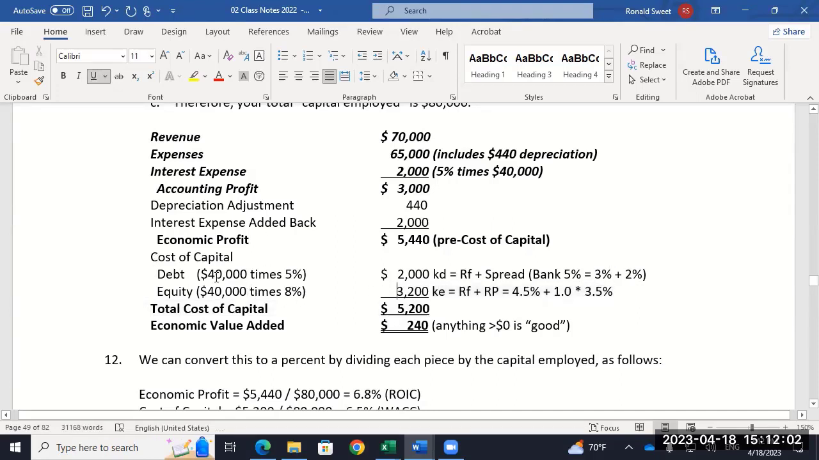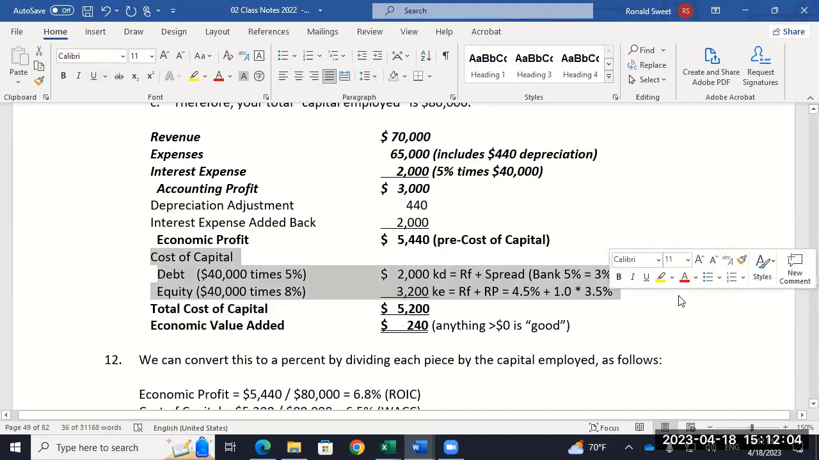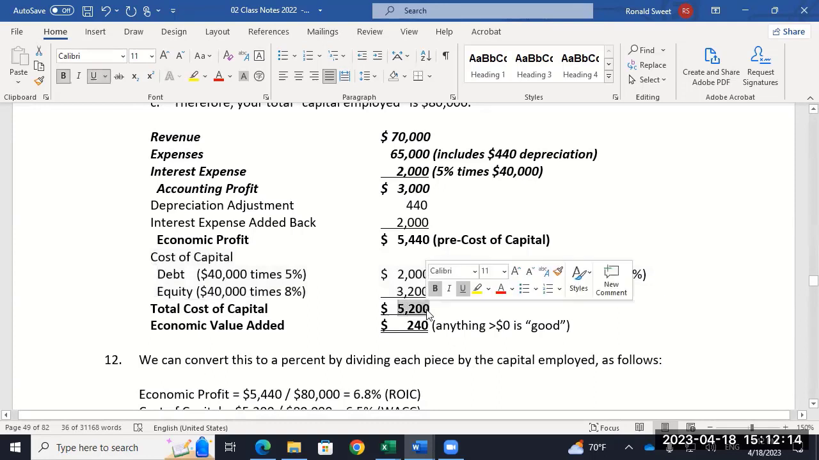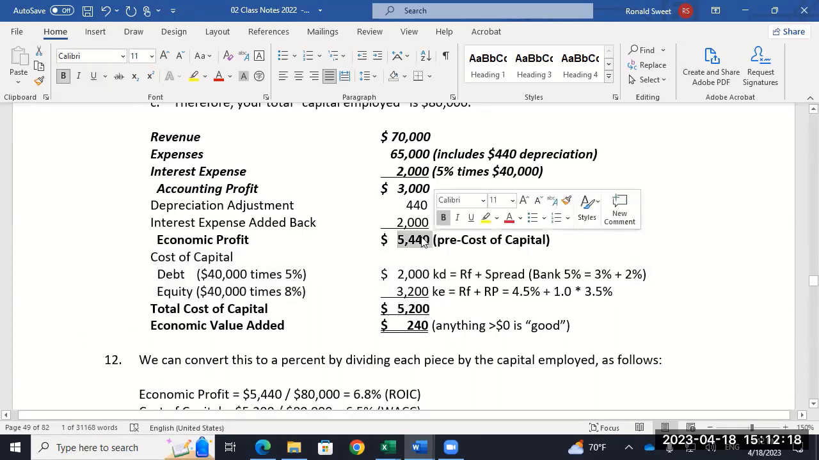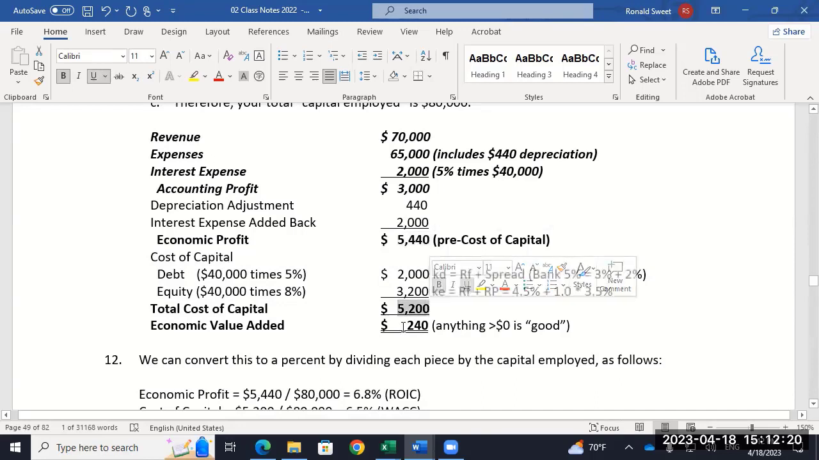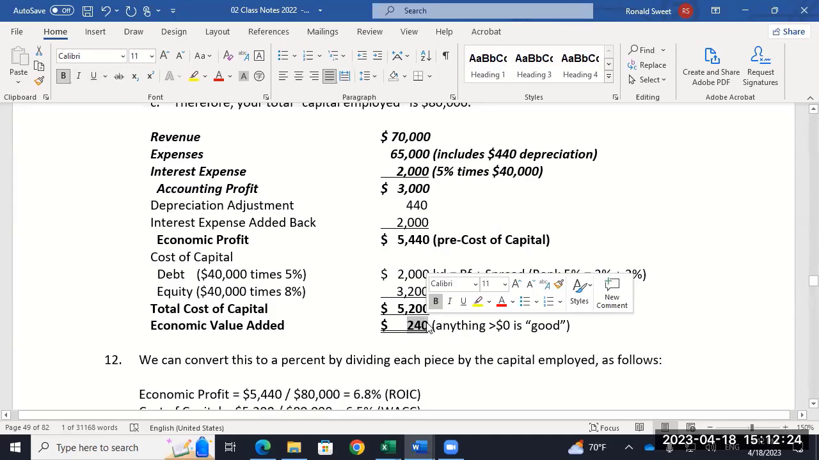I don't want to confuse y'all. This is exactly the same thing we did with WACC, weighted average cost of capital. It's the exact same thing. I'm just using slightly different jargon here, but it really is the same. So our cost of capital is $5,200. So our economic value added is $54.40 minus $5,200. We made $240. And anything greater than zero is good. That 240 means we added value to the firm.